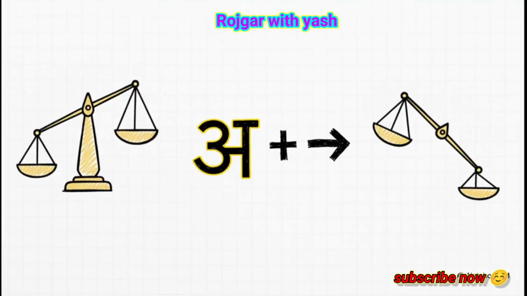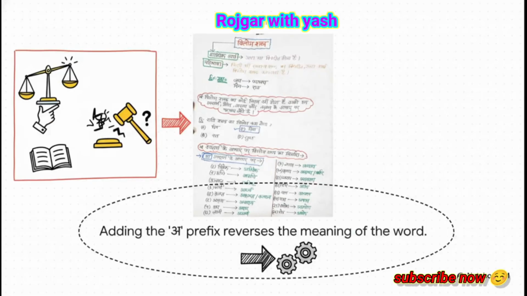Okay, rule number 1, and this one is a biggie, using the prefix. Just by sticking this one letter at the beginning of a word, you can often create its exact opposite. And check this out. You take a word like vivek, which means prudence, and in an instant, it becomes avivek, imprudence. Same thing with nyay, justice, which becomes anyay, injustice. It's such a simple but powerful little tool.